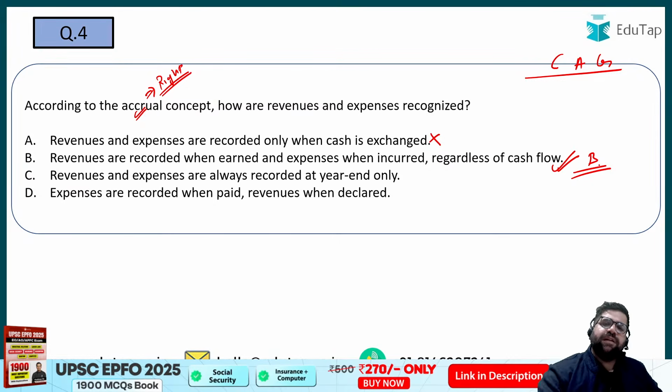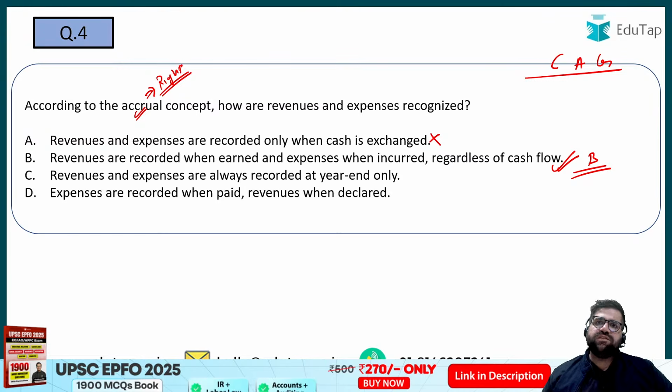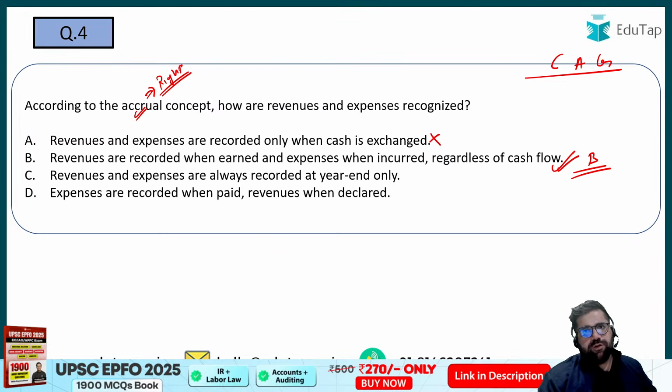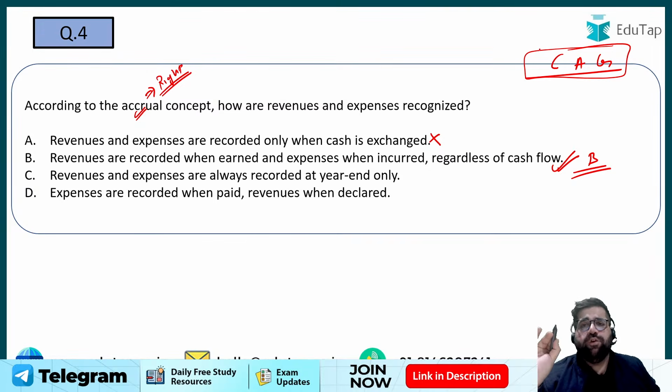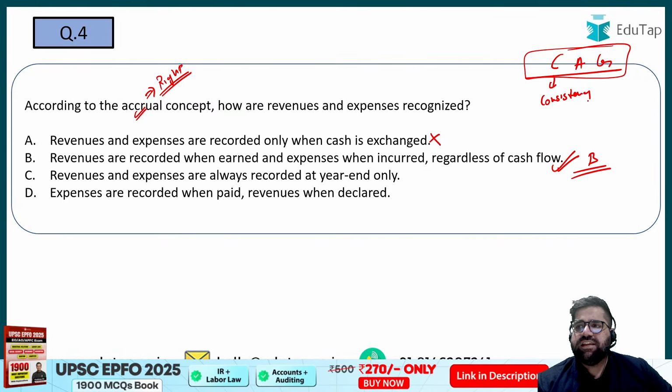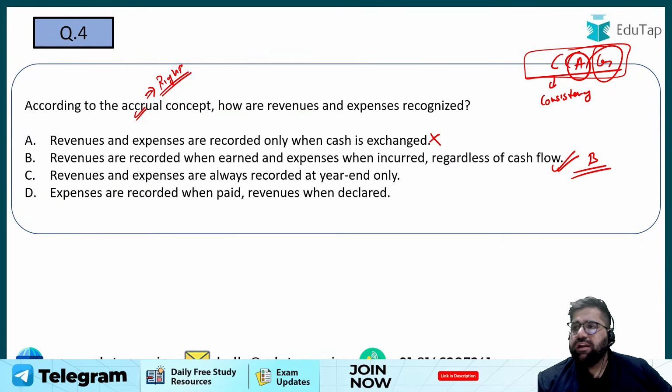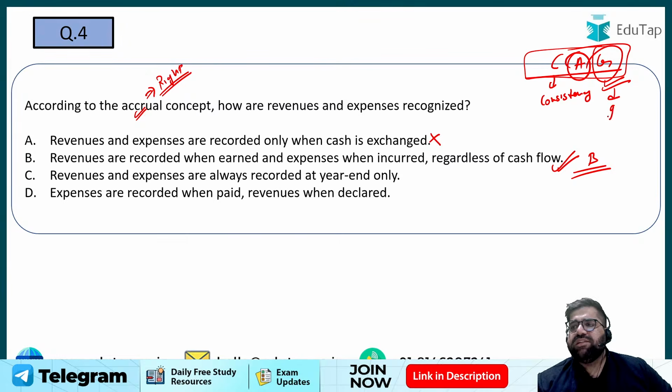Now, there are multiple accounting principles. Some businesses follow one principle, some businesses do not follow that particular principle. But there are three principles which have to be followed by every business. Those go by the name of consistency, accrual, and going concern. C stands for consistency, A stands for accrual, and G stands for going concern. Going concern, we all know that my business will go and go. My business will have an indefinite period of lifetime.